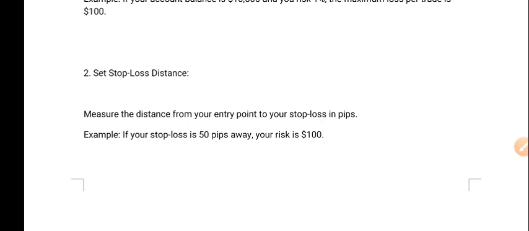So set your stop loss distance. Measure the distance from your entry point to your stop loss in pips. Pips are the movement of price. Anytime the market is continuously moving, all those small moves are what we call pips. So if your stop loss is 50 pips away, your risk is $100.